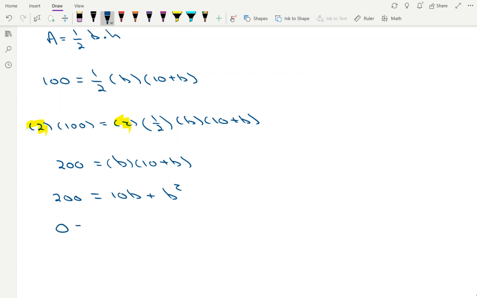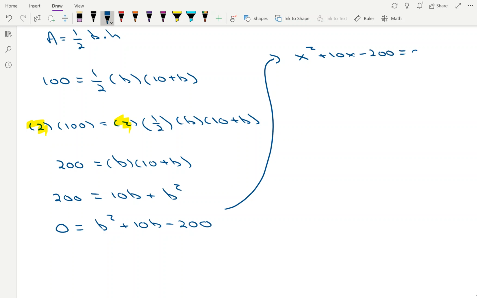So I can make this move by subtracting 200 and just organizing things using the commutative property so everything looks nice. But basically what I did is I just subtracted 200 from both sides. And then what I'm going to do is map this over to something you're more familiar with. So instead of using b's, let's just use x's because we're used to that type. So let's write x squared plus 10x minus 200 is equal to 0.